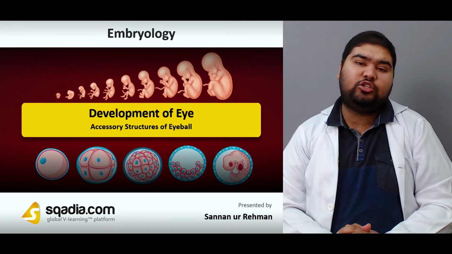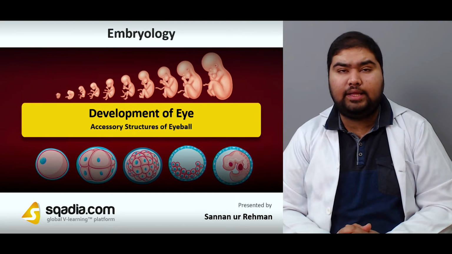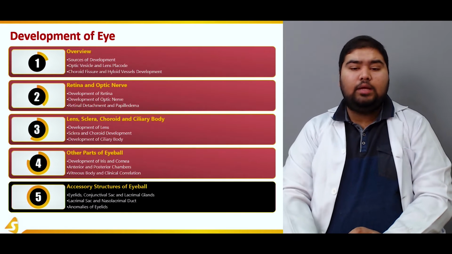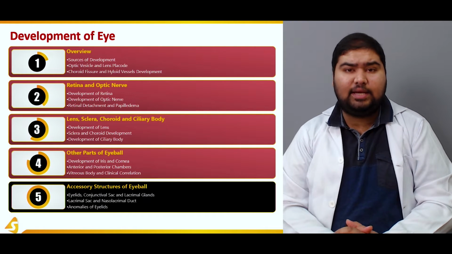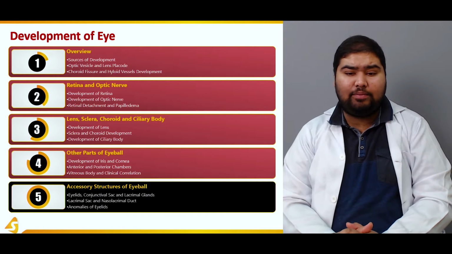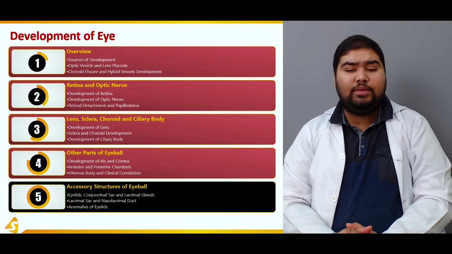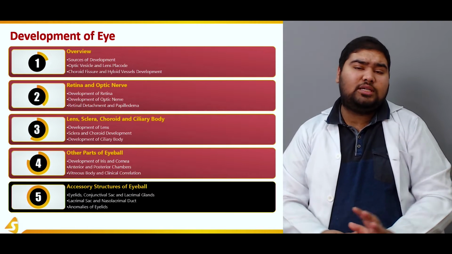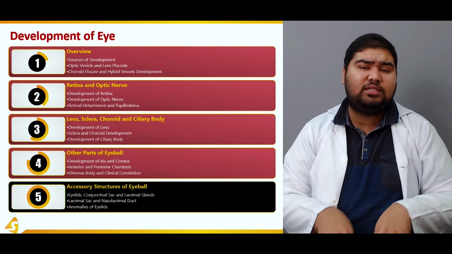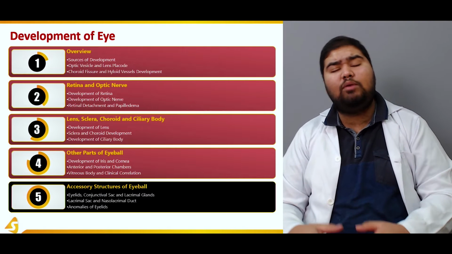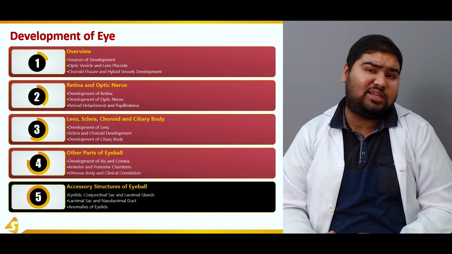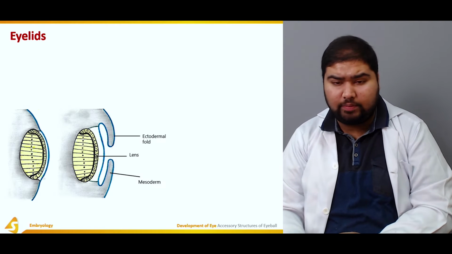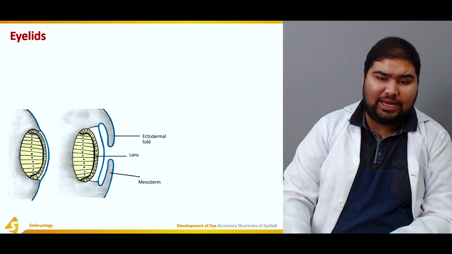Hello everyone, we're still talking about the development of the eye, and in this section we'll talk about the accessory structures of the eyeball. These structures include the eyelids, the conjunctival sac, the lacrimal glands, the lacrimal sac and the nasolacrimal duct. Initially the development of these structures will be talked about, and then we'll see what happens if the developmental process does not go as planned, and we'll talk about the various congenital anomalies. So let's start with the eyelids.